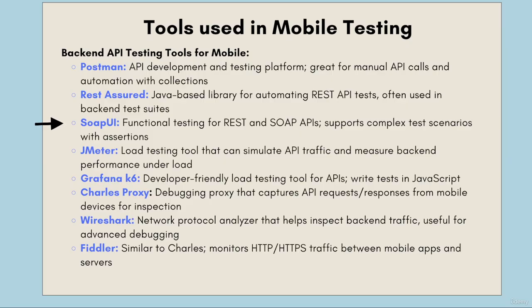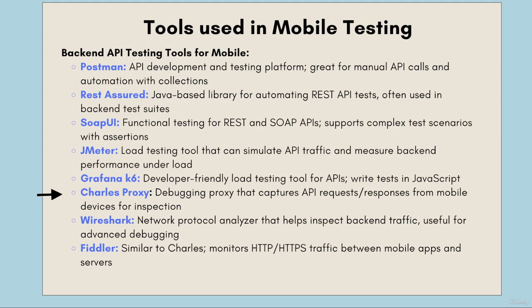It supports complex test scenarios with assertions. JMeter, one of the most commonly used ones also, is a load testing tool that can simulate API traffic and measure backend performance under load. Grafana K6, as we saw previously, is a developer-friendly load testing tool for APIs. You write those tests in JavaScript.